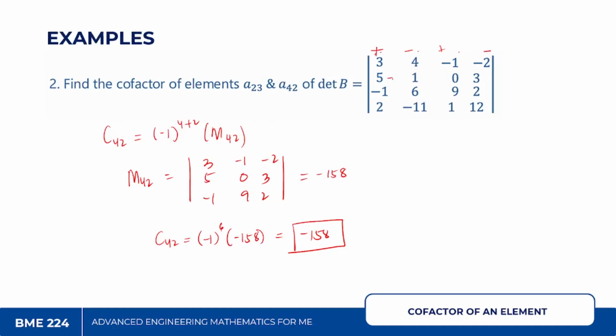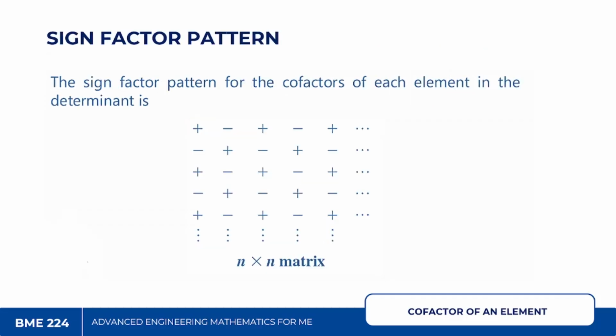This one, positive, negative, positive, negative. And here, alternating positive, negative, positive, negative, positive, negative. Then, positive, negative, positive. Okay? You can build this sign factor pattern of the cofactors of each element in the determinant. Okay?